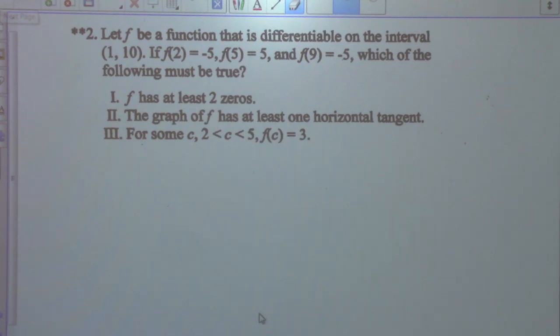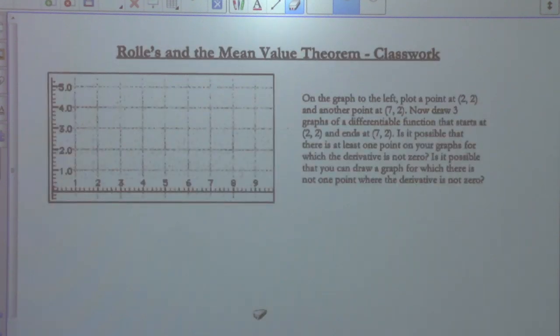Next, we have a little classwork assignment. On the graph to the left, plot a point, and then it's asking questions. I want you to go ahead and work this out, Rolle's and mean value theorem classwork. It has you make a little sketch on this, so make your little sketches.